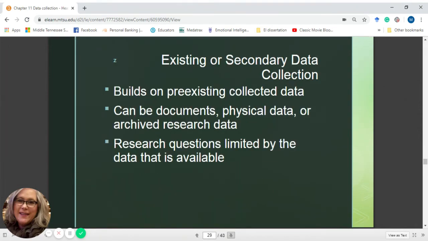Then moving on to, we talked a lot in the beginning about existing or secondary data collection. So that builds on pre-existing information collected. We talked about retrospective studies with different types of chart reviews, documents, doctors' notes, nurses' notes, different kind of things. So any kind of data that's already out there, we call secondary or existing data.